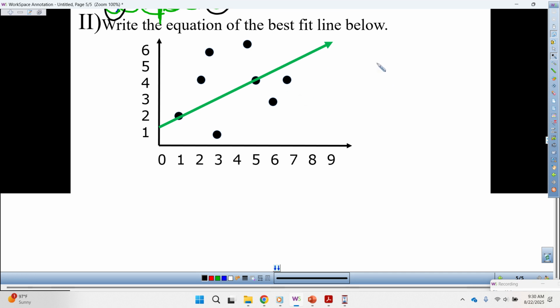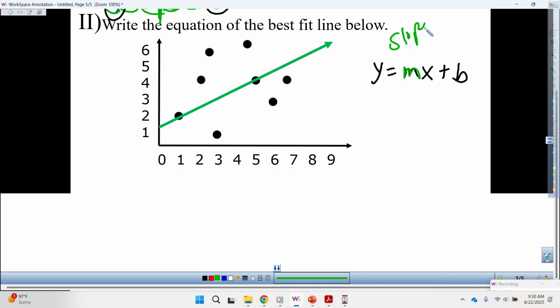And for those of you that forgot, to write an equation, we always start with y equals mx plus b. Write that down, please. In case you forgot, the letter m stands for slope, in other words, rise over run. The rise is either up or down, and the run is always to the right. The plus b is known as our y-intercept, or where the line touches the y-axis.